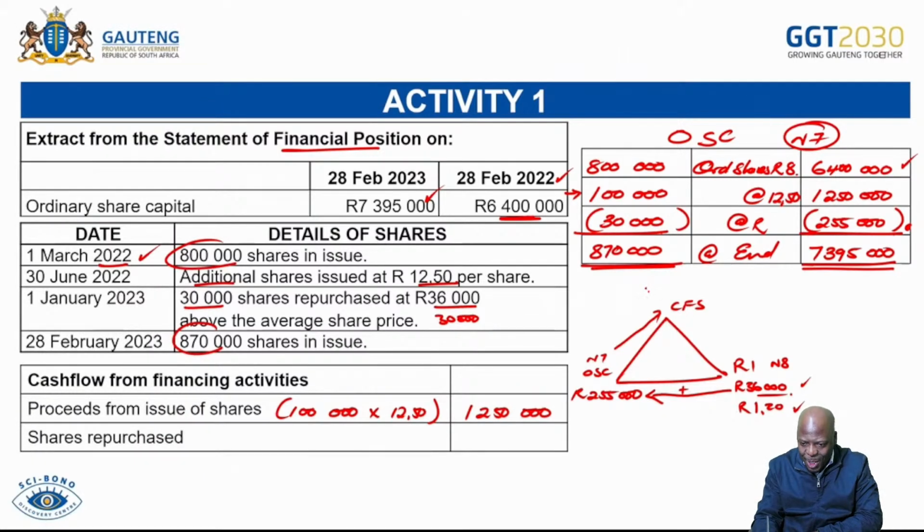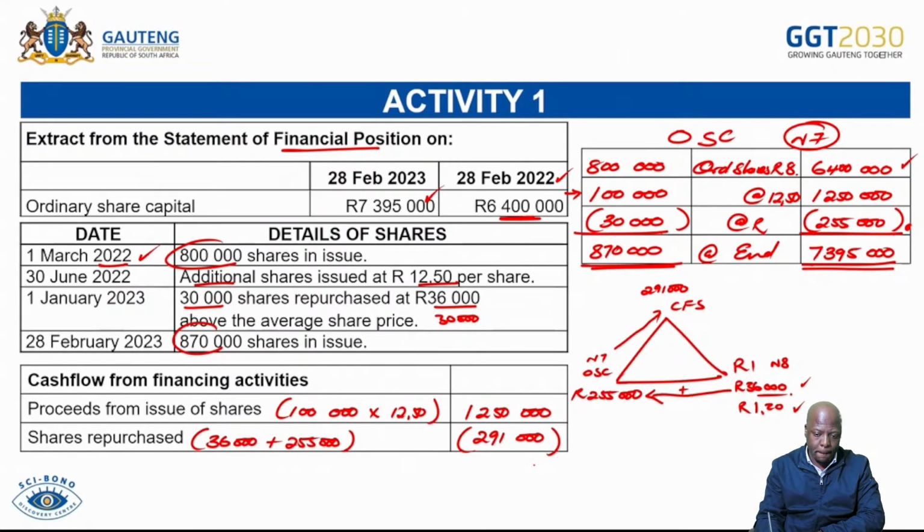So here I get 291,000 over there. So I can come here and I'll open my bracket and then I'll say 36,000 plus 255,000. And that is going to give me shares repurchased in brackets. I'm going to get my 291,000.